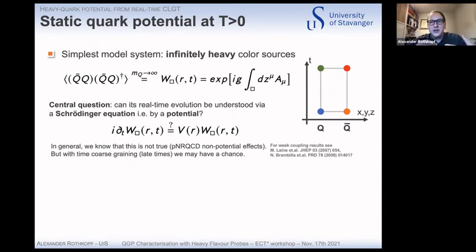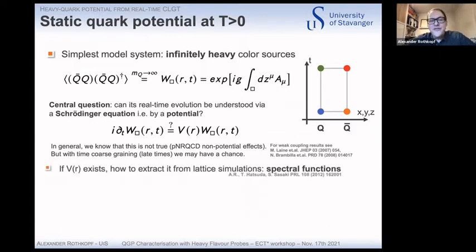So if you don't do any type of time coarse graining, you cannot expect these interactions to be easily replaced by an instantaneous interaction potential. But if you do coarse graining in time, you might have a chance, as our colleagues using weak coupling methods have shown us. If this potential exists, the question then is, how do I extract it from lattice simulations? And here I would like to refer to spectral functions, which at this point are just a technical tool for us. Essentially, what is the trick?